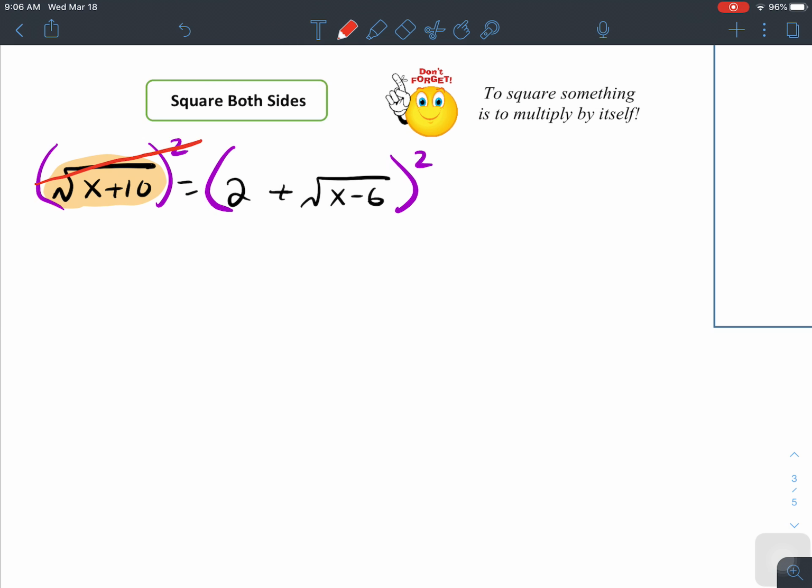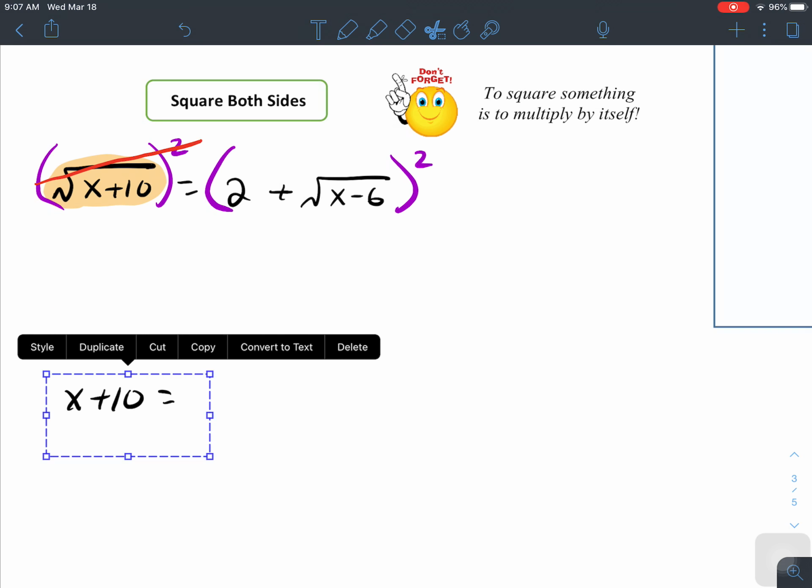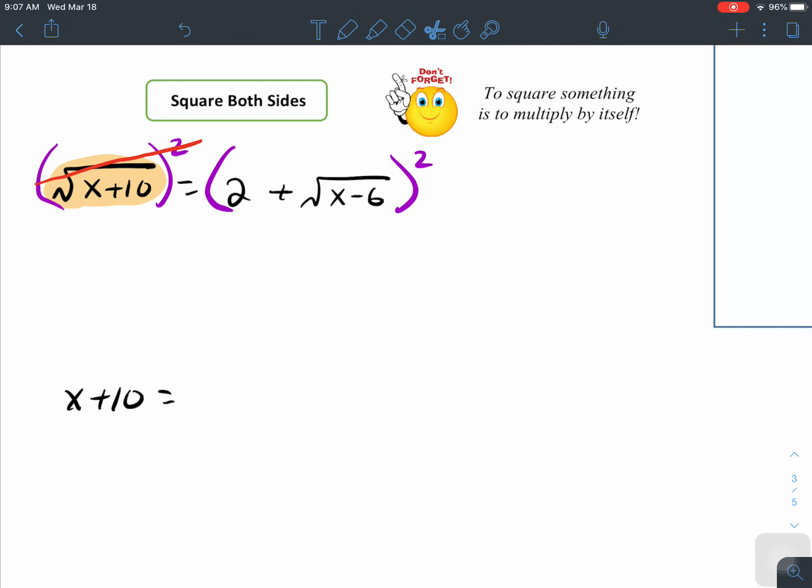The left side's the easy part. The square and the square root cancel, and I'm left with just x plus 10. The right side, that's the more complicated part. But remember, to square something means to multiply by itself. So what I'm going to do is show the multiplying by itself, and I'm going to set it up using the boxes. And you're going to see why.